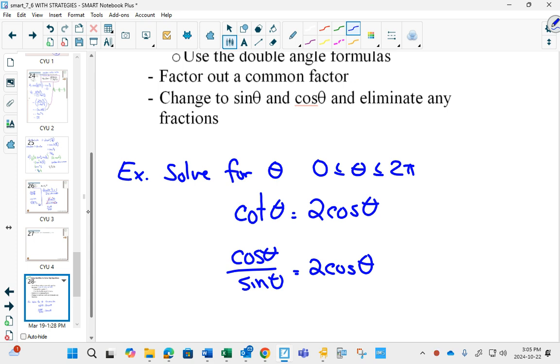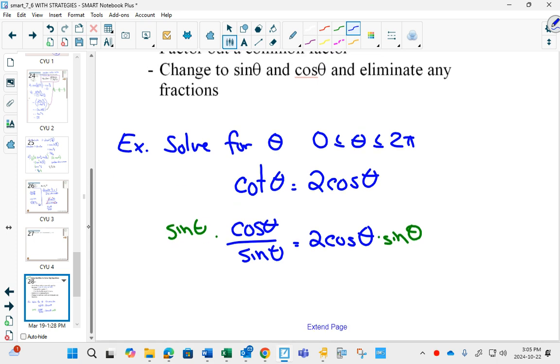How do I get rid of the sine theta on the bottom? Multiply both sides by sine theta. And I would get cos theta equals 2 cos theta sine theta.